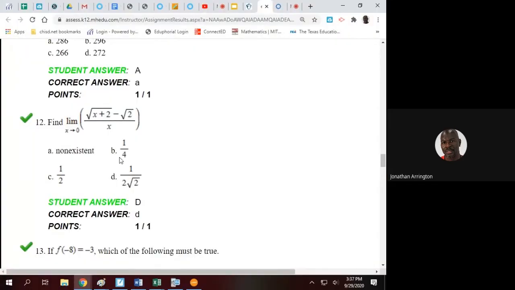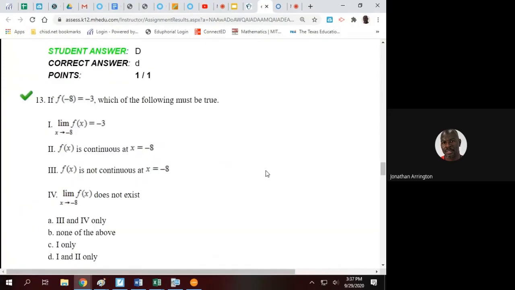Okay, so you can see the answer clearly there. Let's see. So again, here's another problem going into how number 8 was. And in this problem, it's saying if f of negative 8 is negative 3, which of the following must be true. So now it's telling you the value of the function at the point is defined. And the question is, which of the following must be true?